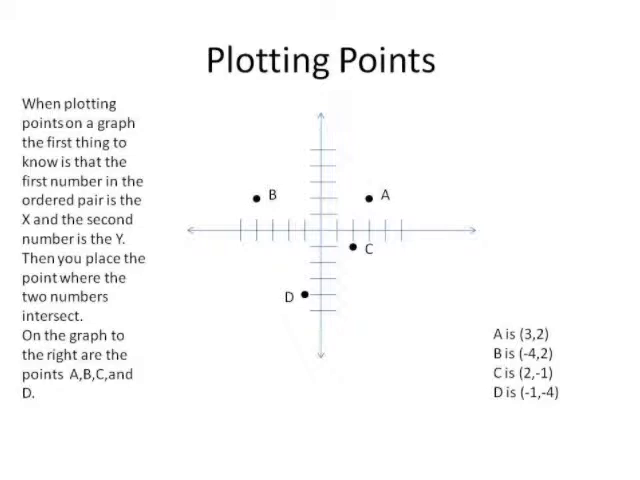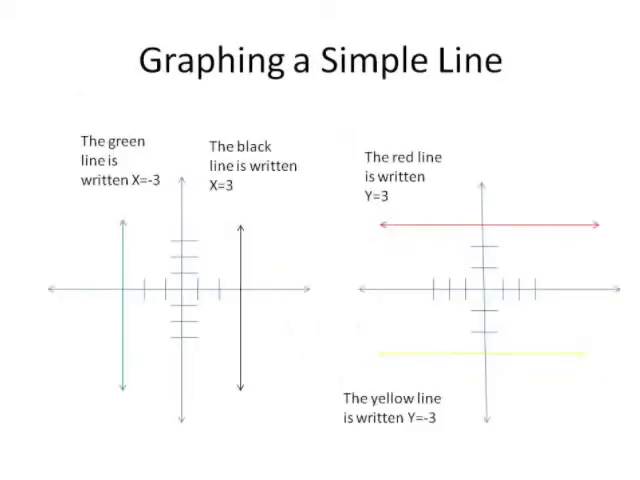When plotting points, it's important to know what an ordered pair is. An ordered pair is two numbers that are in parentheses with a comma in between. The first number before the comma is the x and the second is the y. A simple line, as shown on this slide, is a basic line that is either completely vertical or completely horizontal.